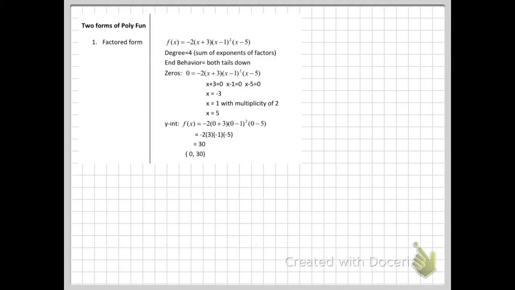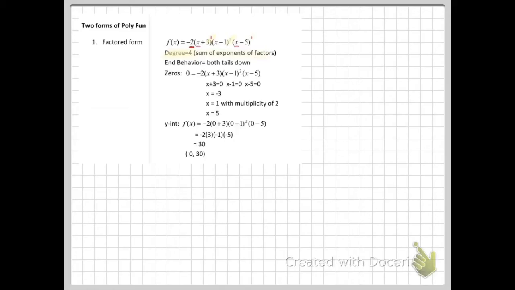They say the degree is 4. So if I look at my exponents, because this is in factored form, sum of the exponents, I see a 2 there, but that's the only number I see. But I do see an x here and an x here. They have implied exponents of 1. Notice the negative 2 in the very front does not have an x, so it does not count in my degree. So 1 plus 2 plus 1 is how they got a degree of 4.